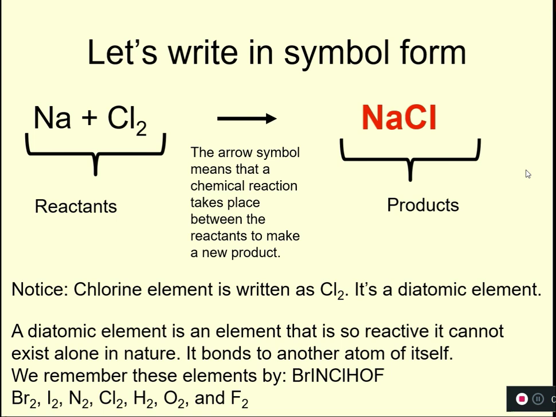There are 7 diatomic elements, and they're normally remembered by the acronym, or the quirky little term, BrINClHOF, Brinkelhoff. B-R-I-N-C-L-H-O-F. It stands for bromine, iodine, nitrogen, chlorine, hydrogen, oxygen, and fluorine. Those 7 elements are diatomic when written.